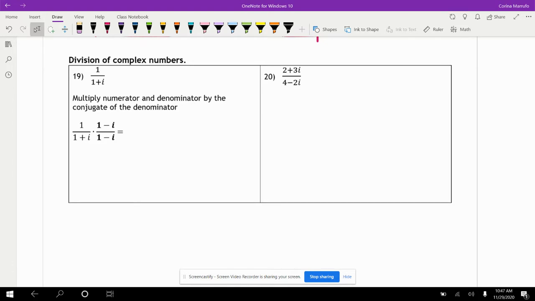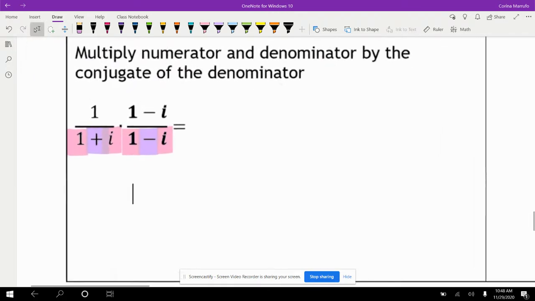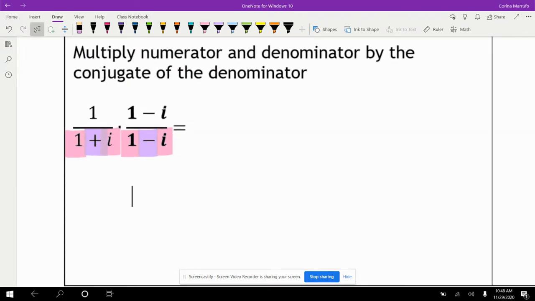So here we have 1 over 1 plus i. It says multiply the numerator and denominator by the conjugate. Remember, we already went over what the conjugate is. You're going to have the exact same numbers here, 1, 1, i. The only difference is the sign in the middle. The reason that you multiply by the conjugate is to get rid of the imaginary number on the bottom. Remember how we couldn't have a square root on the bottom? Well, the same rule applies here. You cannot have an imaginary number on the bottom.